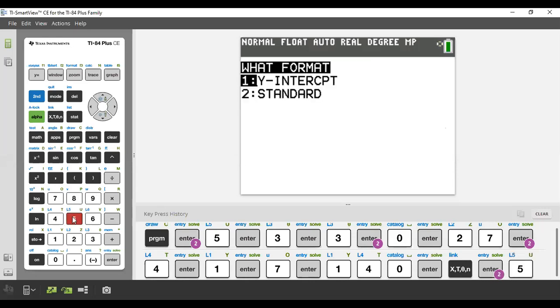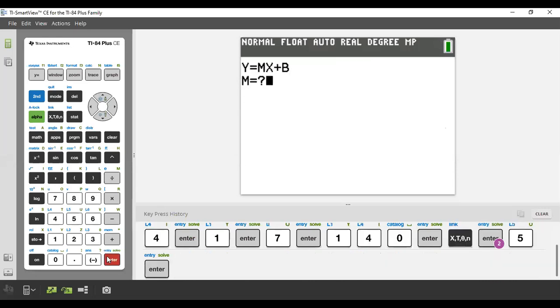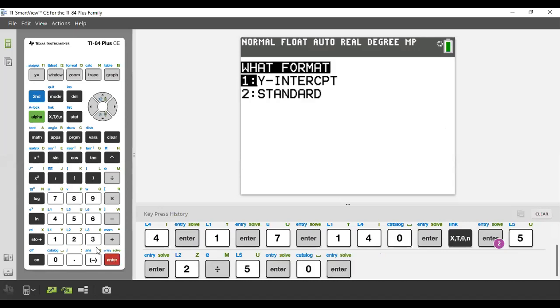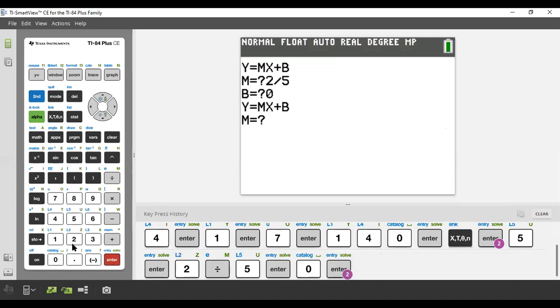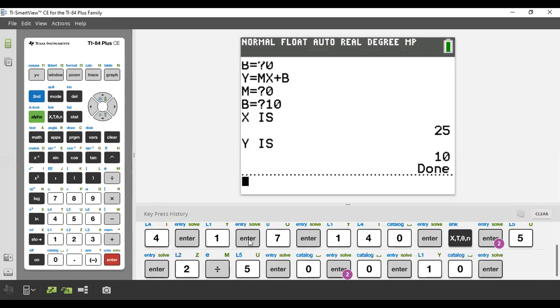I'm going to press enter. I'm going to use the system of equations again. The slope for this one is 2/5, and the y-intercept is 0. And then on the other side, the slope is 0, and the y-intercept is 10. So once you do that, it tells you that the x value is 25.